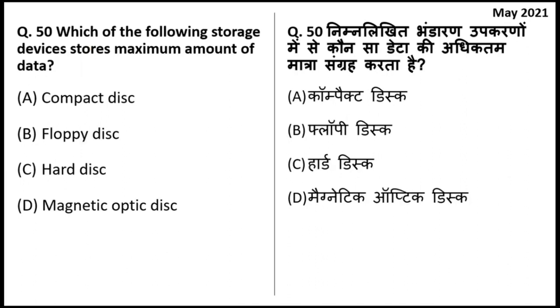Which of the following storage devices stores the maximum amount of data? Floppy disk, compact disk, hard disk or magneto-optical disk? So here the answer is option C, hard disk. Nowadays we have hard disks in the range of terabytes. It can hold more than a terabyte of data. Okay, so this was the final question.